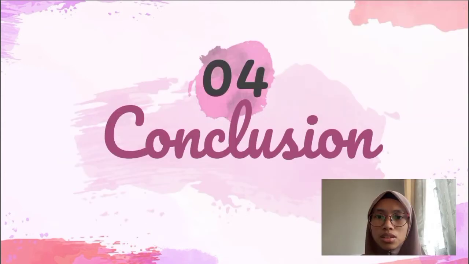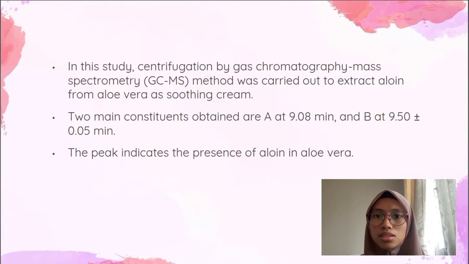Lastly, the conclusion. In this study, centrifugation with the gas chromatography mass spectrometry method was carried out to extract aloin from aloe vera as a soothing cream. Two main constituents obtained are A at 9.08 minutes and B at 0.5 plus minus 0.05 minutes. The peak indicates the presence of aloin in aloe vera.